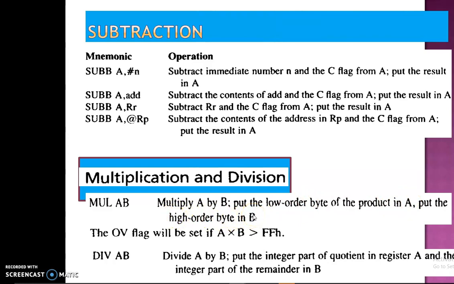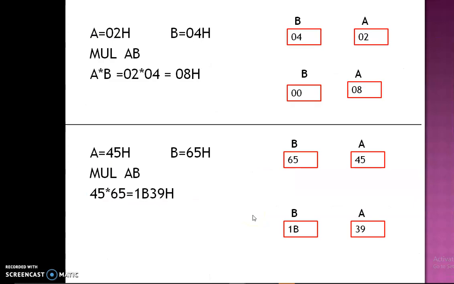Now we will see one example. You see here, accumulator content is 02H and B register content is 04. I am using MUL AB. So result is 08H. So the result is also 8-bit, and that 8-bit data is loaded in the accumulator. So only 8-bit data as a result. So the accumulator is enough to see the result. B register is having 00 only.